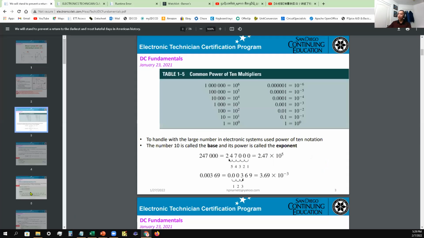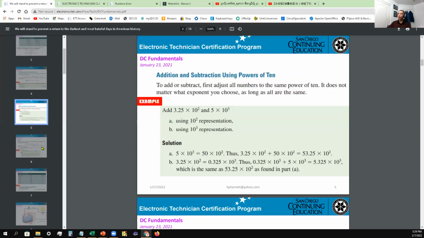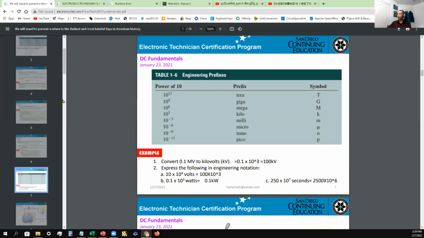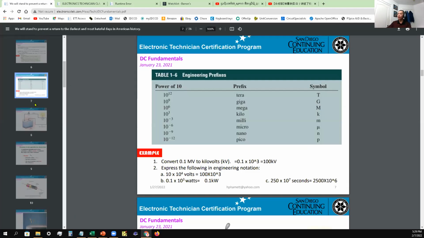So mainly it's going to be factored off by 1,000. So either 1,000 smaller or 1,000 bigger. Here you're going to have 10 to the 3, a factor of 1,000 between the base unit and either kilo or milli. Okay.